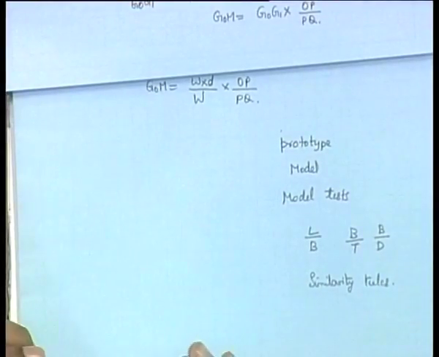Means you try, you say that some factors should be similar between the ship and the model. You cannot make an arbitrary model, that's obviously nonsense. So some ratios you keep equal between the ship and the model, and this is called model testing. So this experiment is mostly done using a model.